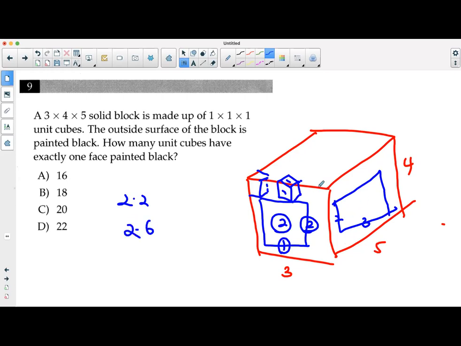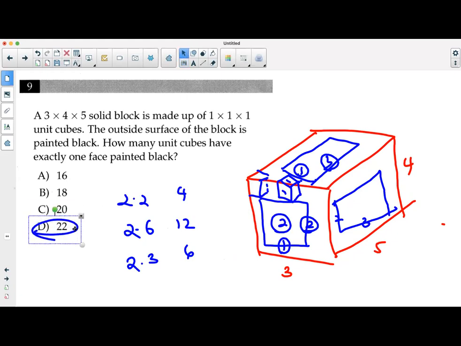But I have 2 of those, left and right. How about top and bottom? Once again, out of 3, I'm going to take away 2 edges, which gives me 1. And here, out of 5, I'm going to take away 1 each, so we get 3. So we get a total of 3, but I have to multiply that by 2, top and bottom. So we get 4, 12, and then 6. So we get 22, not 20. 22 becomes the final answer.